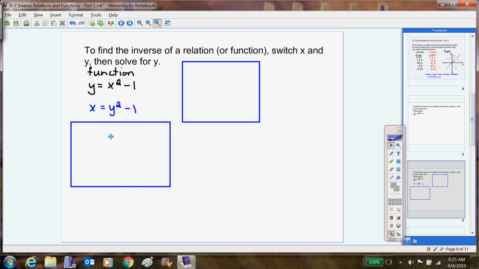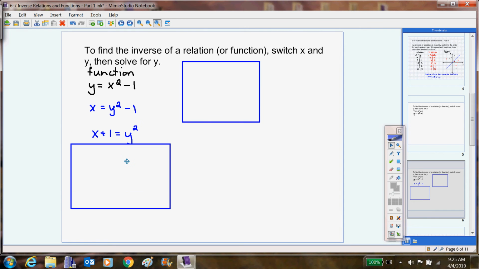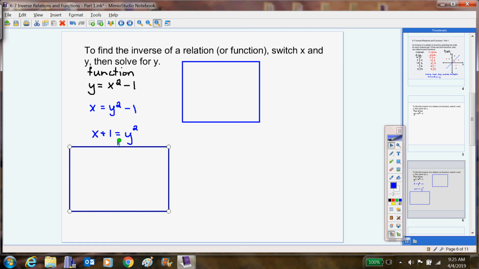I'm calling it a relation because even in this case, we're not going to end up with a function for our inverse. When we graph it, you'll see that it does actually work that way. So we want to get y by itself, so we add 1 to both sides so that you've got x plus 1.